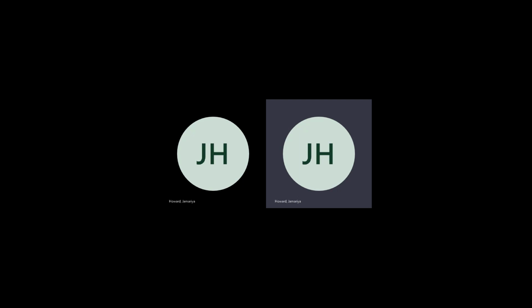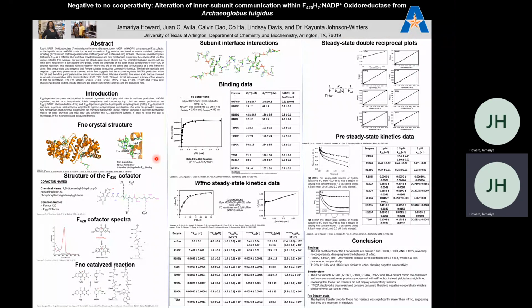I'm Jamariya Howard, and I work on F420 NADP oxidoreductase, found in methanogenic organisms and sulfate-reducing archaea. There are currently very few studies out there about FNO, and this poster will provide you with a detailed mechanistic study about FNO and also provide you with a kinetic model displaying a change in cooperativity.